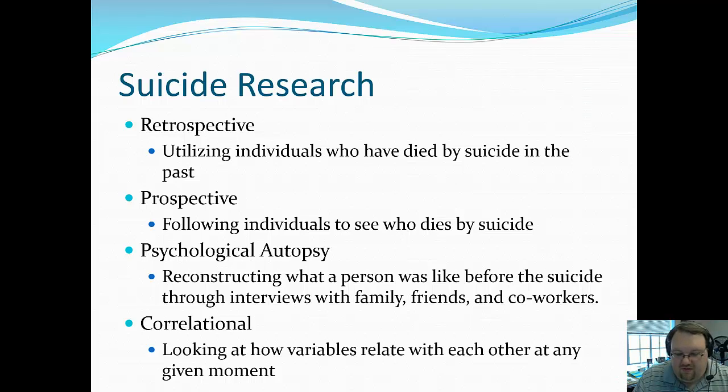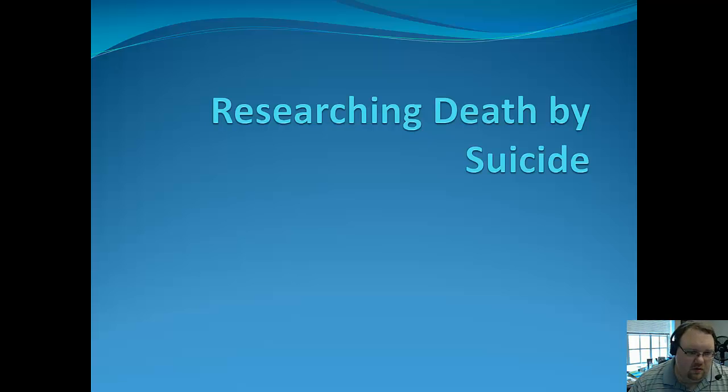And then correlational. This is actually what you'll see most commonly in the literature. This is just looking at how variables relate to each other at any given moment. So often what we end up looking at is how variables relate to suicidal thoughts or a measure of suicide risk. A lot of my research is correlational. I look at how sleep problems are related to suicidal behavior or to suicidal thoughts, and how other aspects of mental health may be associated with suicidal behavior or thoughts.